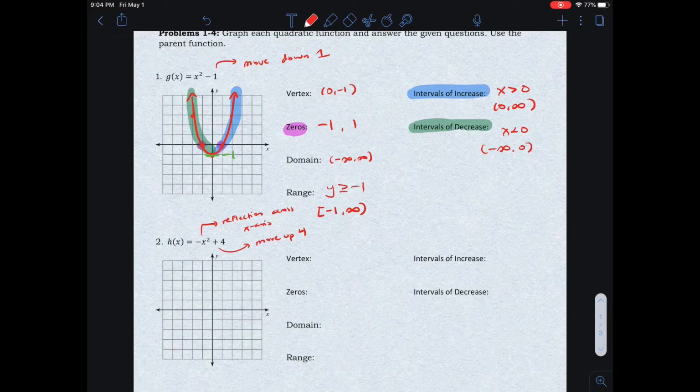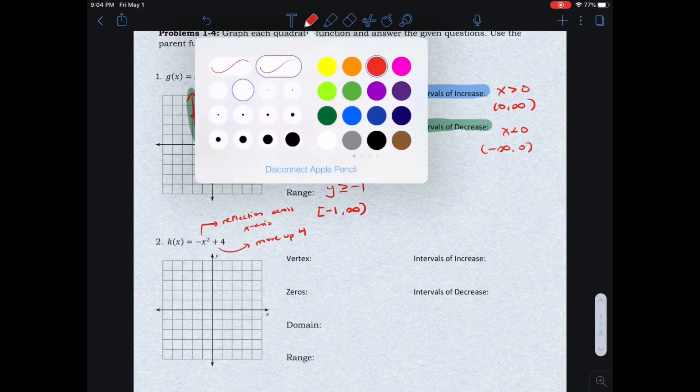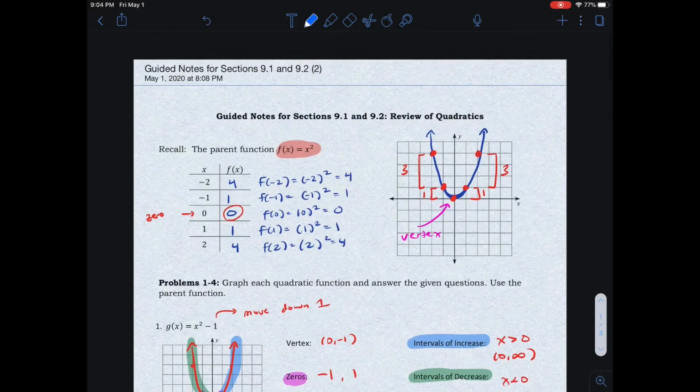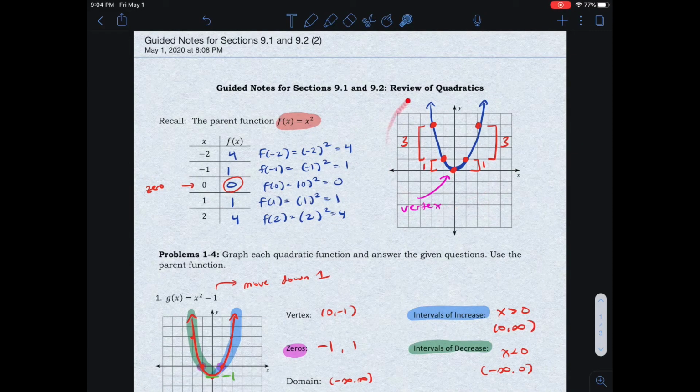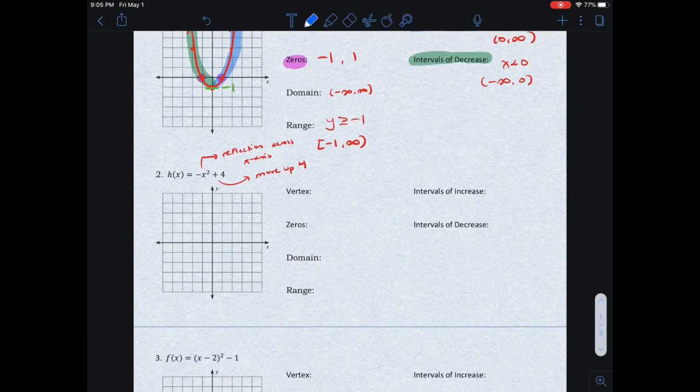And so with this transformation, I want to first reflect it. So when we reflect it, what we're doing is we're taking the graph of this parent function, and we're going to reflect it across the x-axis first.